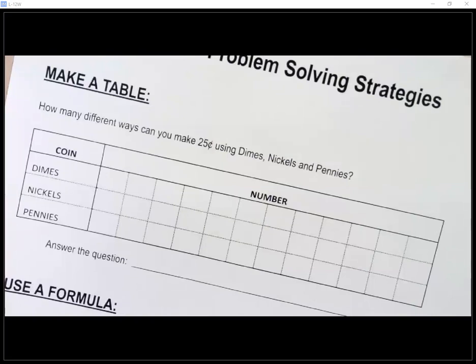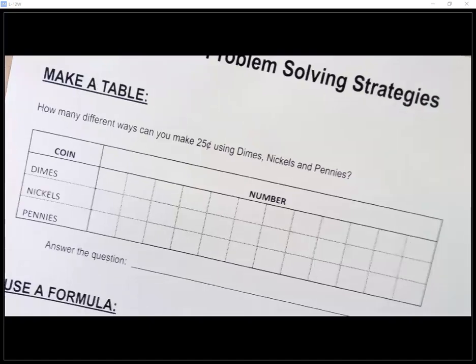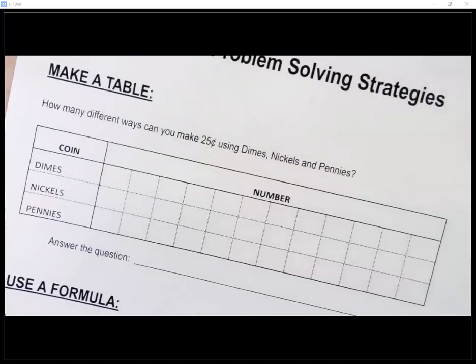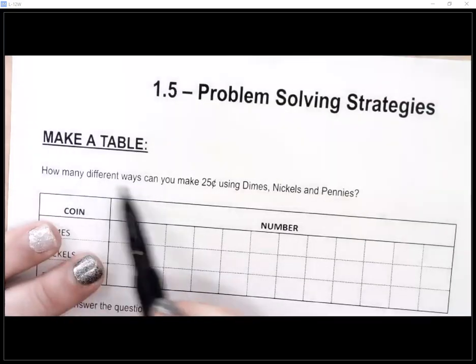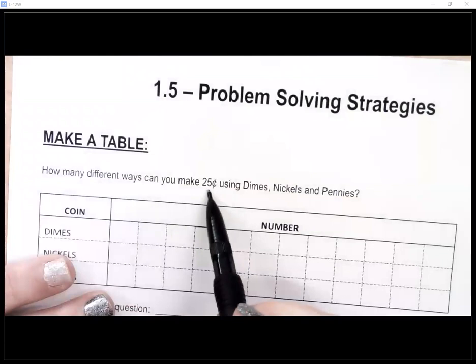Okay, so let's take a look at the first item here. These are just some different ways. Say I have a problem I'm trying to solve. It's nice to have some different strategies on how I could make that and what makes sense. So take a look at the first question. The first question says, how many different ways can you make 25 cents using dimes, nickels, and pennies?